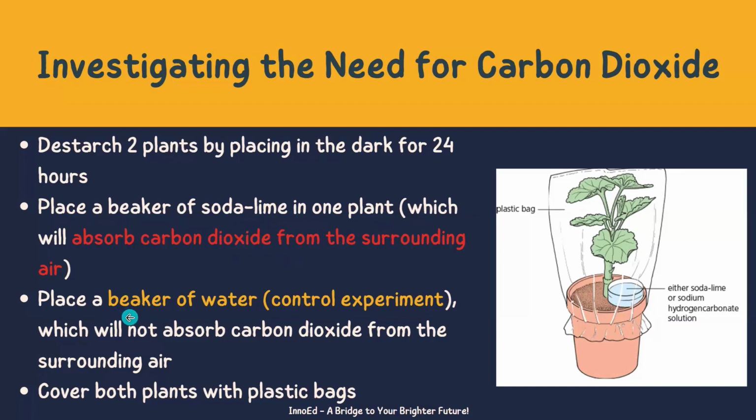Then we place a beaker of water with another plant. This plant will be the control experiment. The beaker of water will not absorb any carbon dioxide from the surrounding. So the plant with the beaker of soda lime will not get enough carbon dioxide for photosynthesis, and the plant with the beaker of water will get the normal level of carbon dioxide from the surrounding.